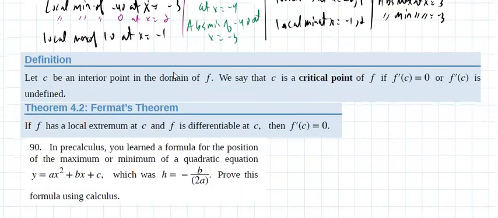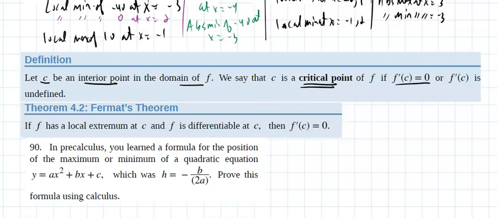Well, the next theorem says there are critical numbers. Those are points in the interior. So c is in the interior of the domain of f of x. So let's say you have a domain from, whatever, -10 to 10. Then c must be between -10 and 10, inside of it, not including -10 and not including +10.